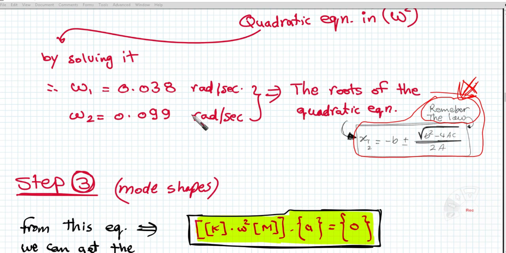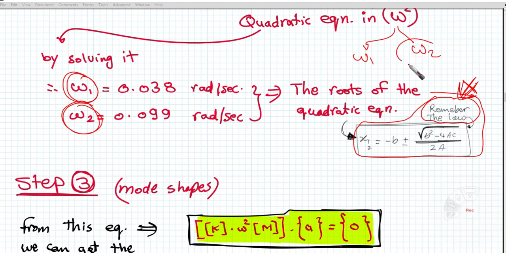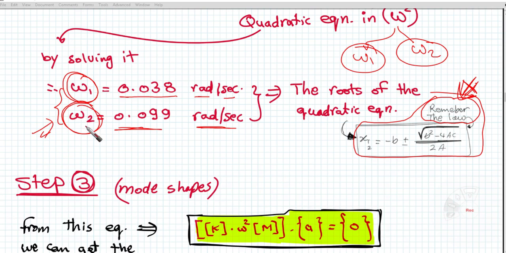Based on that, if we solve our equation, we find omega 1 and omega 2, the roots. So omega squared is going to have omega 1 and omega 2. We have two roots because we have 2 degrees of freedom, so we are going to have 2 different roots. The first root is 0.038 rad per second, and the second is 0.099 rad per second. These are the 2 roots, and they are the natural frequencies.